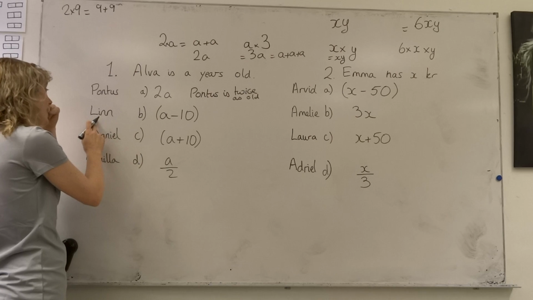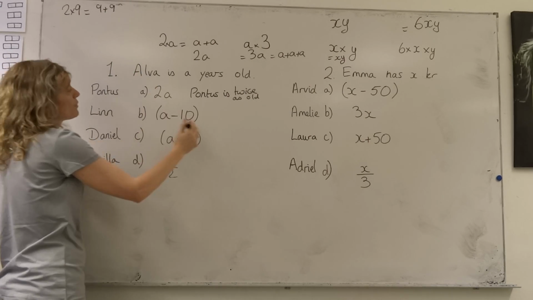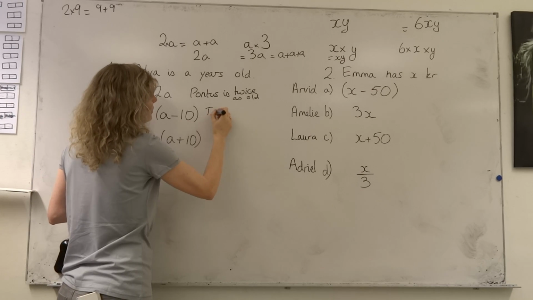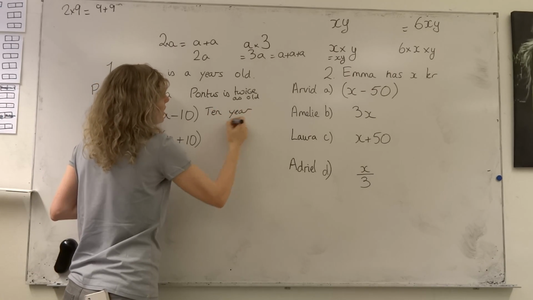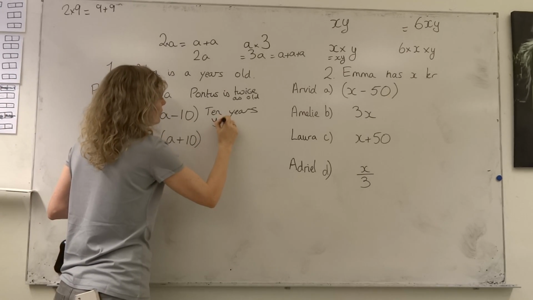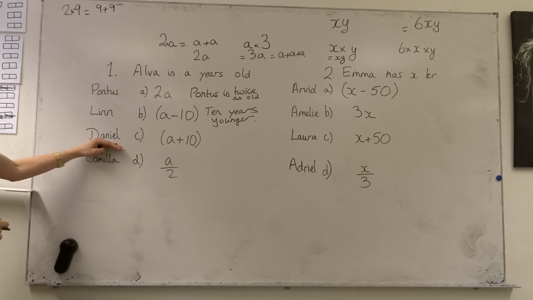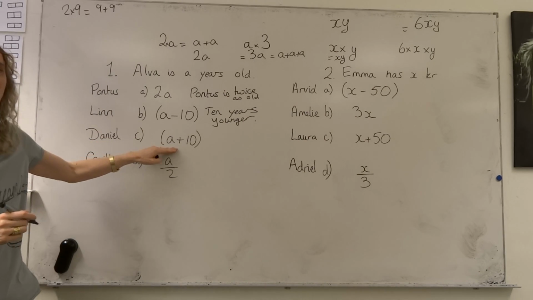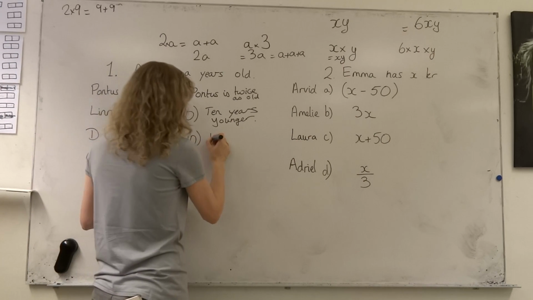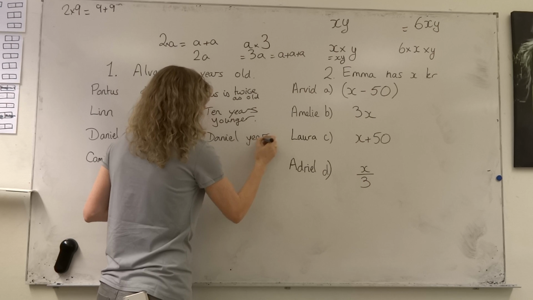Okay, what about Lynn then? Well, Lynn is a minus 10. So Lynn is 10 years younger than Alva, because she's Alva's age minus 10. What about Daniel then? Well, Daniel is Alva's age plus 10. So Daniel is 10 years older than Alva.